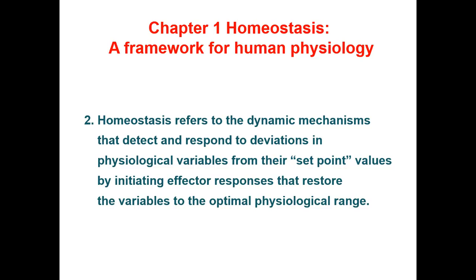detect. So what do we have to detect? What's doing the detecting? Receptors, what else? Anything? Neurons, okay, but they have neurons, right? So your systems that communicate, your endocrinological system, your neurological system, right, they're detecting things, and respond to deviations in physiological variables from their set point.